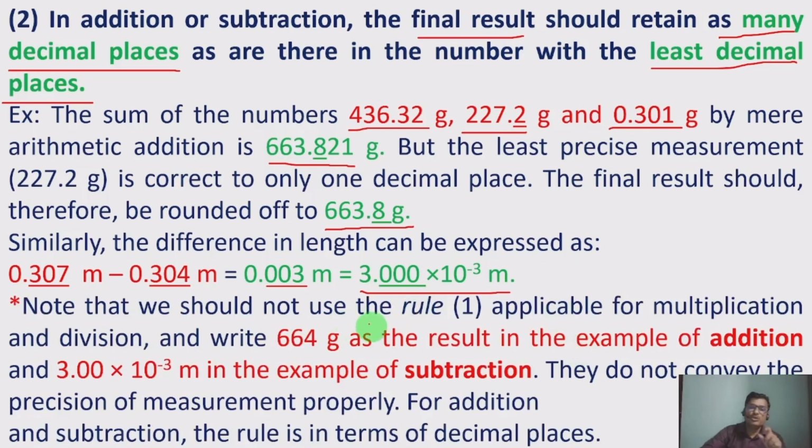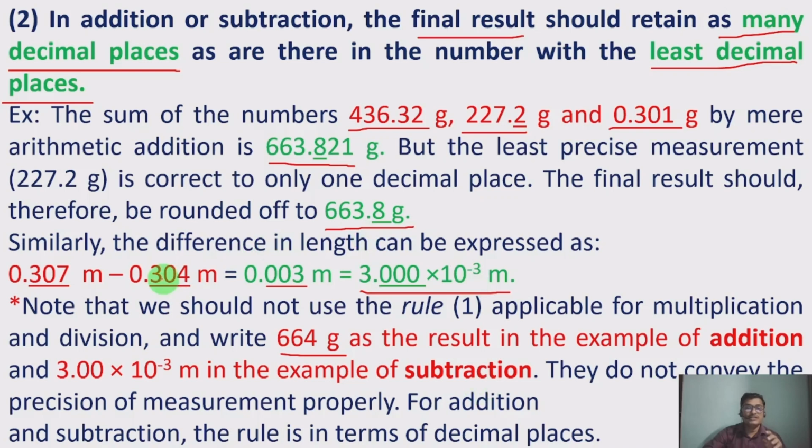Here one note we have to take: in addition and subtraction we should not use the rule of multiplication and division, and in multiplication and division we cannot use the rules of addition and subtraction. Note that we should not use the rule applicable for multiplication and division and write 664 gram as the result in the example of addition. Rounding off to 664 we cannot take here, and likewise 3.00 into 10 raised to minus 3 in the example of subtraction.